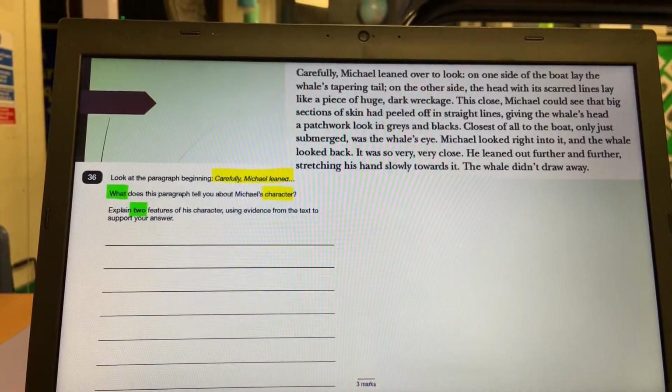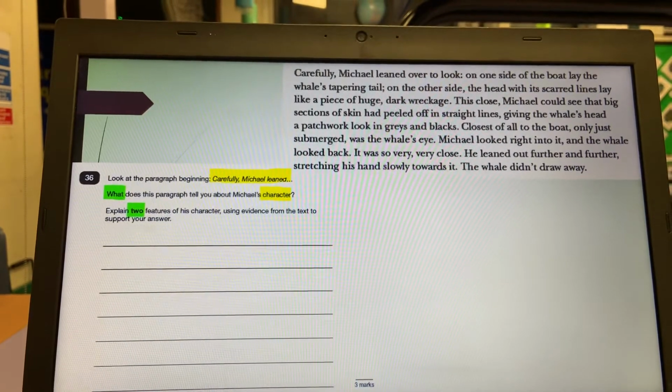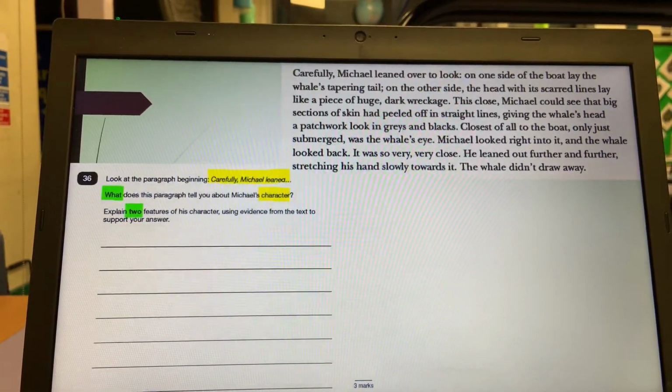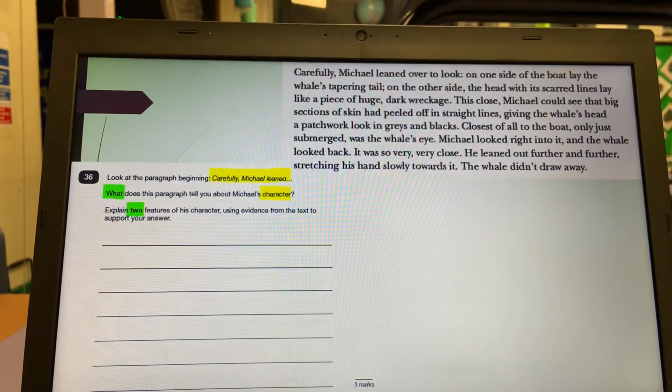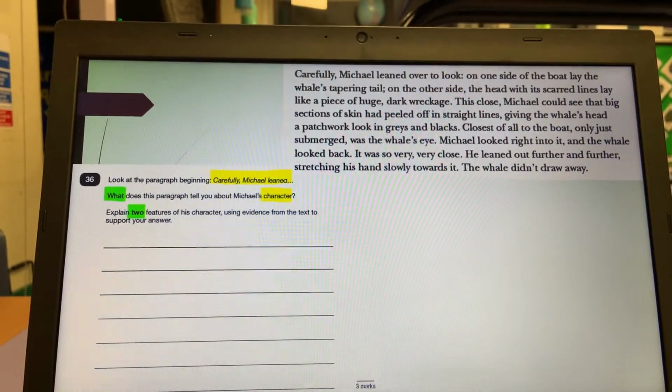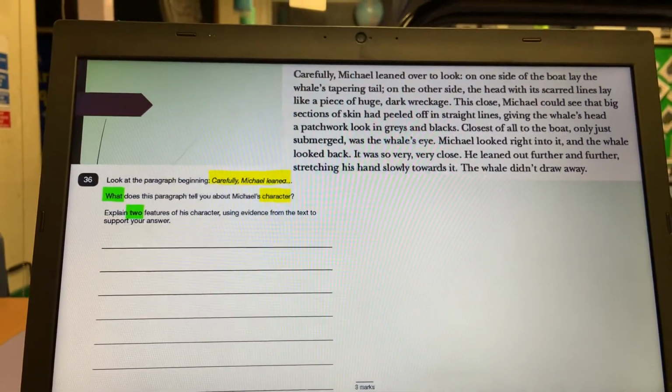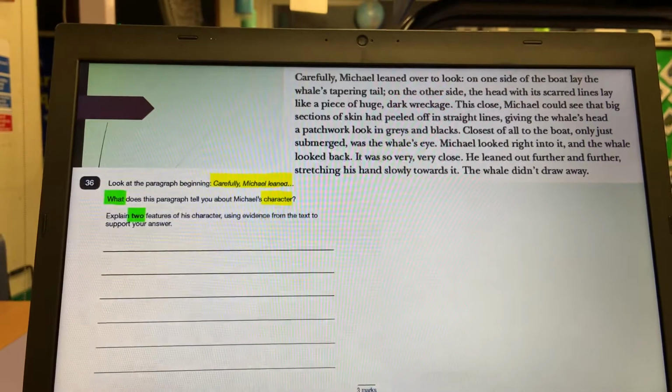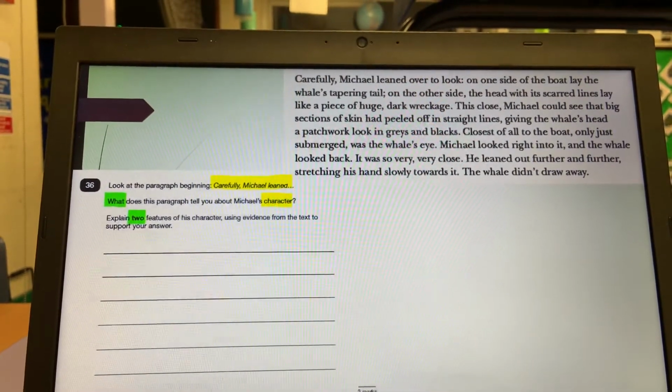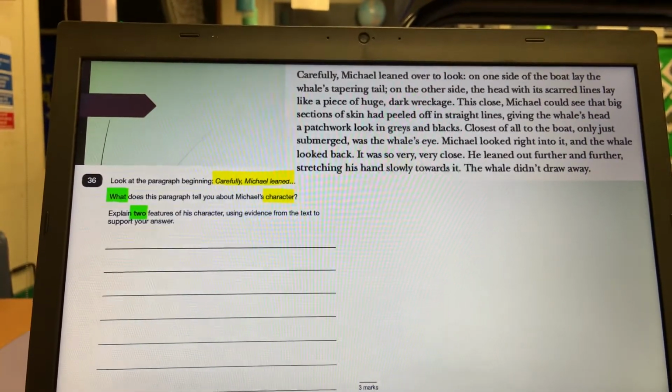Closest of all to the boat, only just submerged, was the whale's eye. Michael looked right into it, and the whale looked back. It was so very, very close. He leaned out further and further, stretching his hand slowly towards it. The whale didn't draw away.